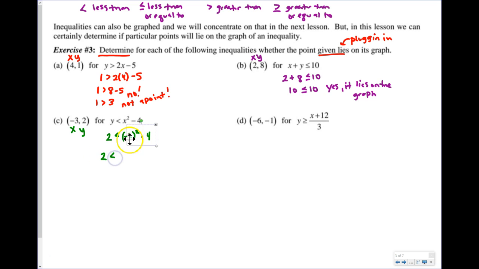Carry down the 2. Negative 3 squared. I'll write it down here. Negative 3 squared is the same thing as negative 3 times negative 3, which is going to be positive 9. So this becomes positive 9 minus 4. And is 2 less than 5? No. So does not lie on the graph.